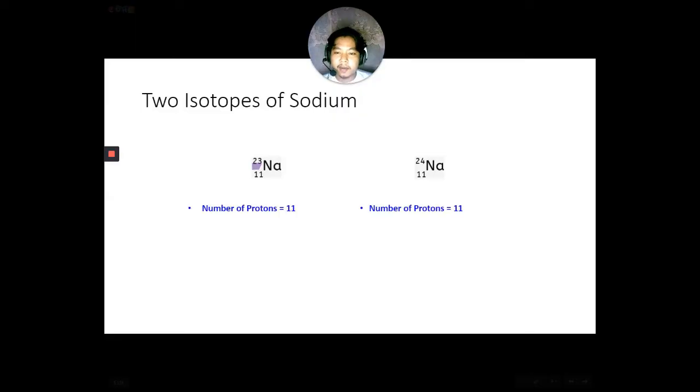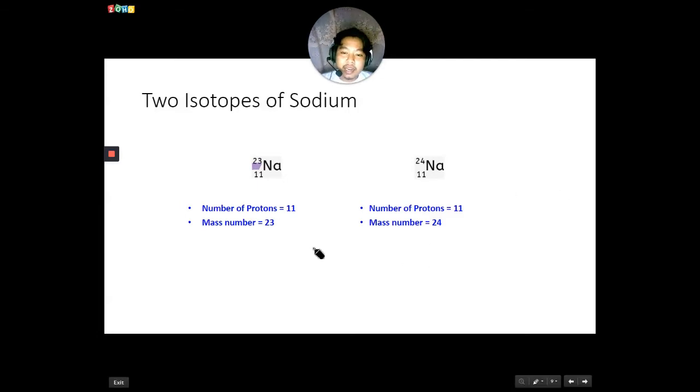So, they have the same number of protons. However, they differ in the mass number. That's why they are called isotopes. Now, how many neutrons are there in sodium-23? How many neutrons are there in sodium-24? Sige nga, if you get what I explained a while ago.